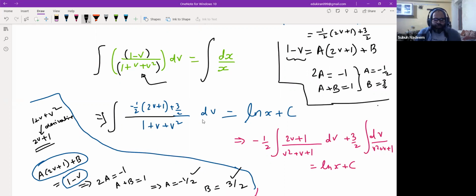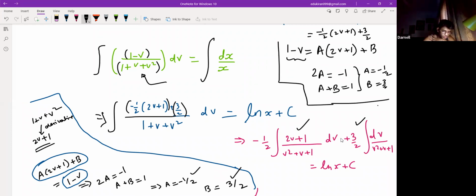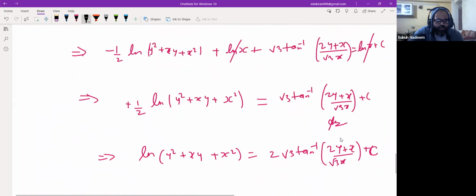By writing it like that, you can separate them. This one you separate here, this one you separate here, and then you integrate both in different ways. Done, sir. Okay. So have you understood the homogeneous?